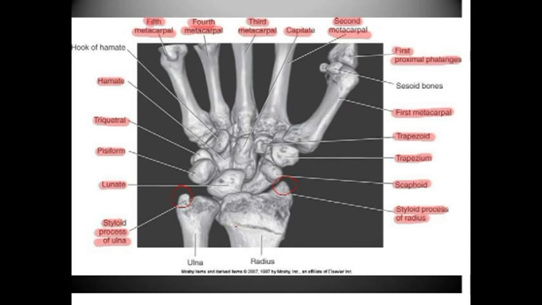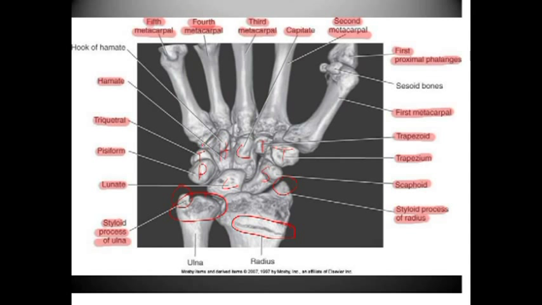We have the radius with what appears to be a fracture in it. We have the ulnar head. Then we have the scaphoid, lunate, pisiform. We have triquetral, hamate, capitate, trapezoid, and trapezium.